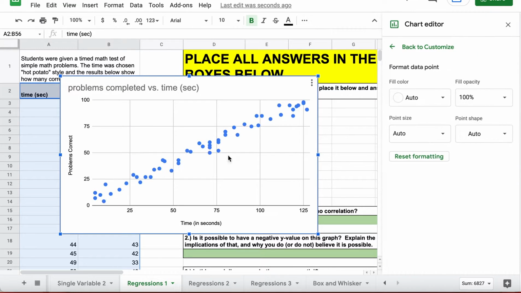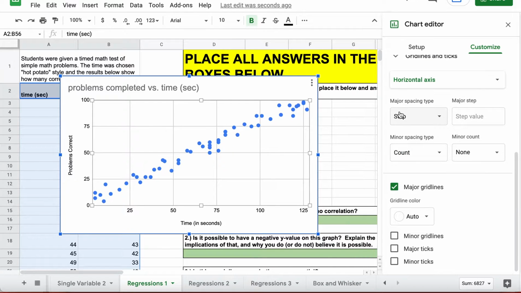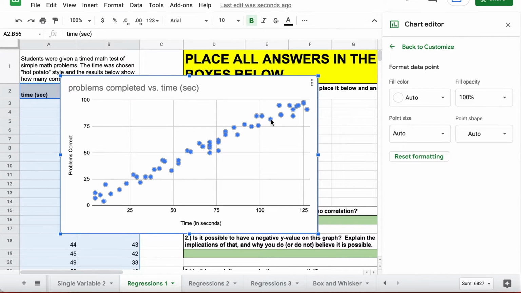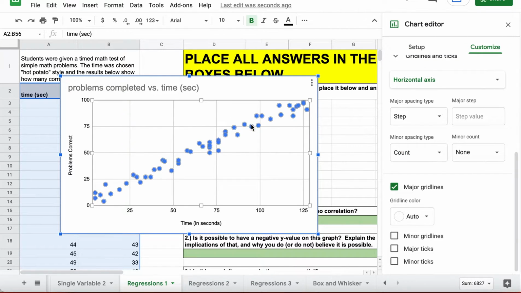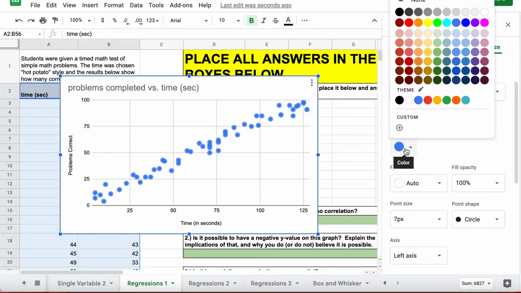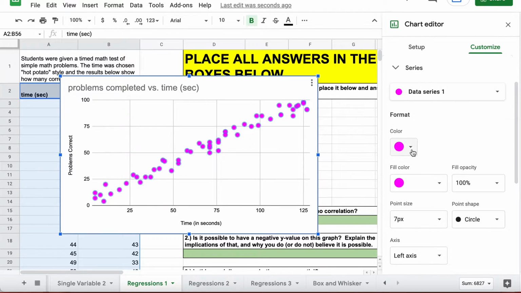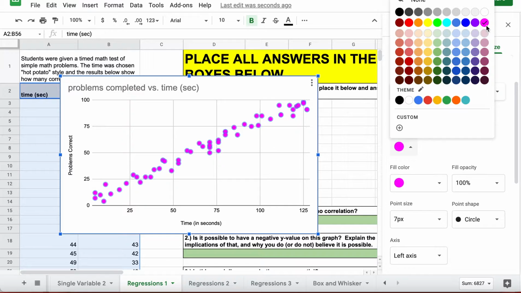So I could double click on this and say, I don't like the color of my points here. So I'm going to double click, hopefully, or single click, there we go. And I can change the color of my points if maybe I don't like blue today or whatever it is.